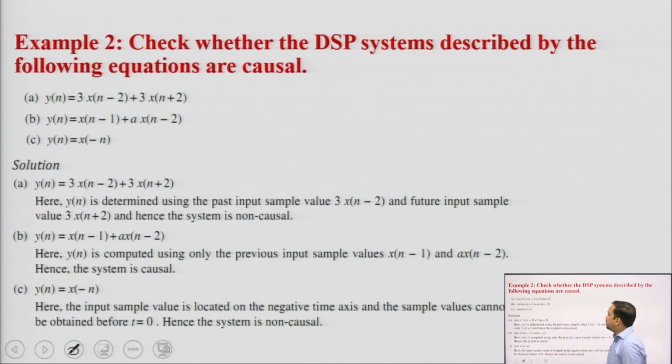Now, we have the next question. We need to check whether the system described by the following equation is causal or not. We have 2-3 cases. These cases are quite easy.